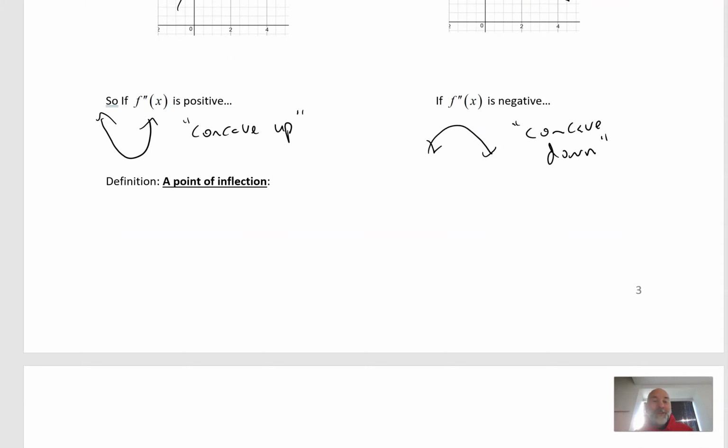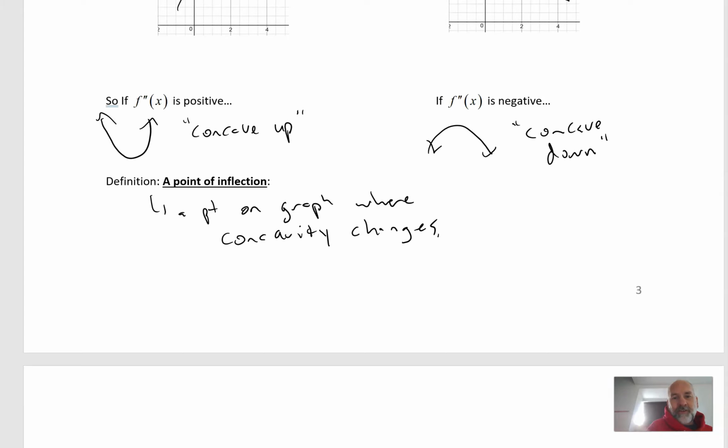Okay. So, definition: a point of inflection is a point on the graph where the concavity changes. So it needs to be a point, that's why it's called a point of inflection, but not only that, the concavity has to change. It goes from concave up to concave down, so curving up, an increasing slope, to a decreasing slope afterwards. That would be an example of a point of inflection right where my fingers are.